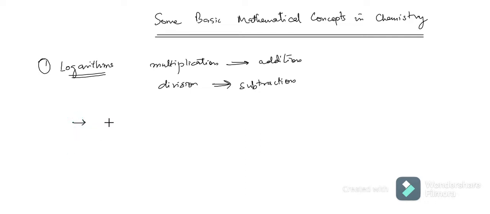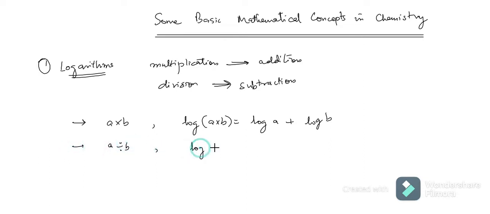First, suppose a into b, two numbers are getting multiplied. So log of a into b is equal to log a plus log b. If I am writing a divided by b, then log a by b equals log a minus log b. So whatever comes in the numerator is written with a positive sign, and whatever comes in the denominator is written with a negative sign.